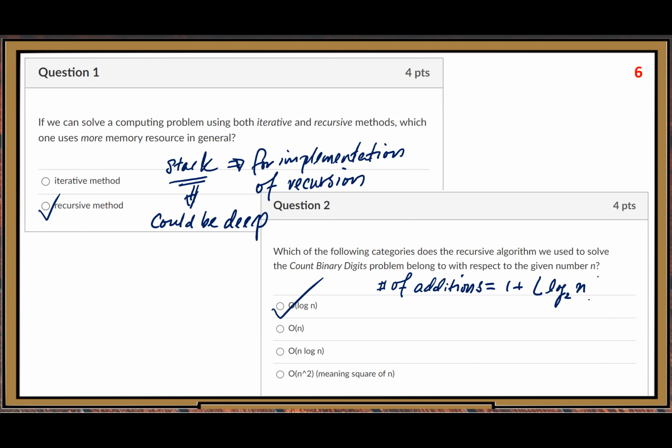So that is the growth function, the leading term of the growth function. So you need to be familiar with the basic formula. It's a simple question. Next one.